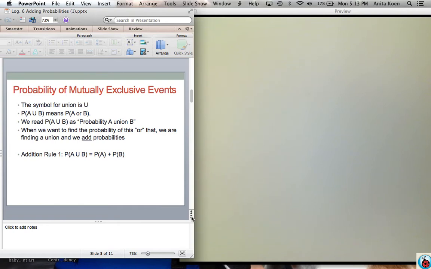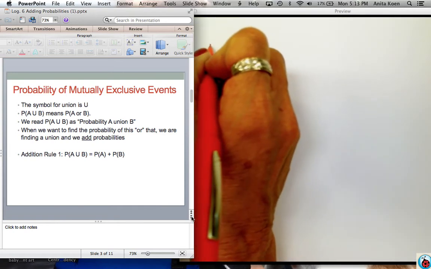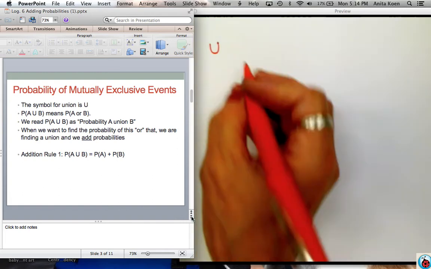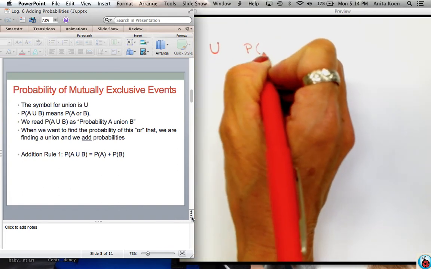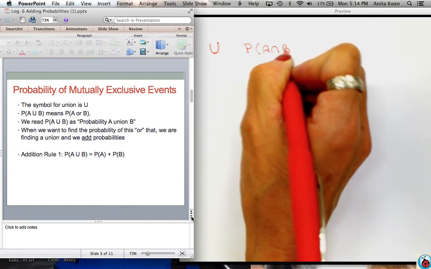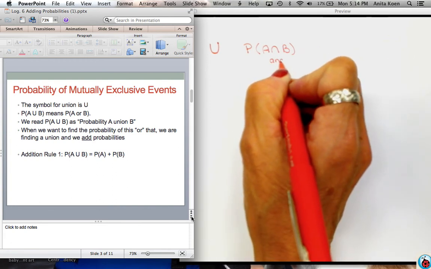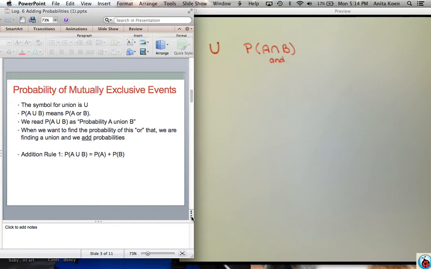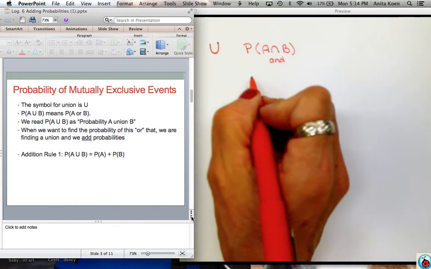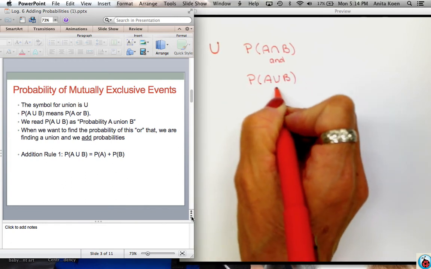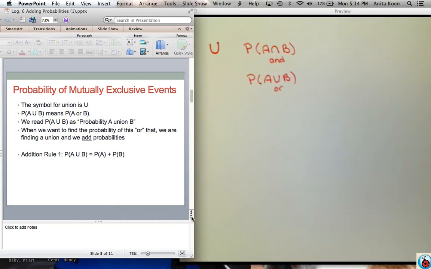The symbol for union is U. Okay, this means union. Remember that we used this symbol earlier, A intersect B, or A and B. This means the probability of A and B. When we use the U, this means the probability of A or B. Okay, this is an or, A or B. We read it as the probability of A union B. That's how you read this.